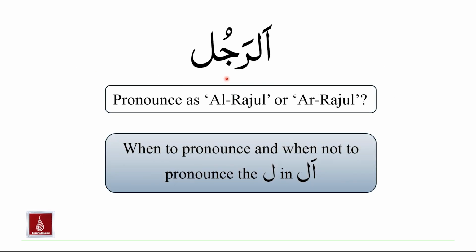But what about examples of words where we do not get the clues? If we are reading the Arabic text and we come across a word where there is no shad or there is no clear indication if the lam has a sukun on it or not, what will we do? Will we pronounce it as al-rajul, or are we going to pronounce it as ar-rajul? The question is, when do we pronounce the lam in al and when do we not pronounce the lam in al? For this, we have more clues to help us out.